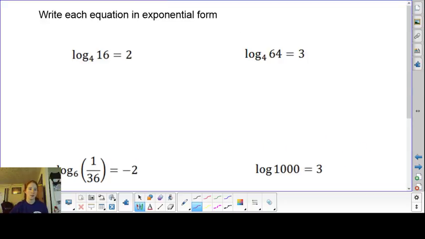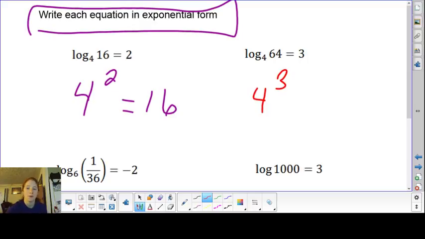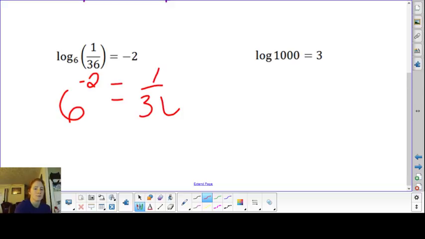So what we're going to do in this next one is just write it in exponential form. So we're not solving, we're not simplifying, we're just writing it. So the base is the smaller number, or the subscript, so in this case 4. The exponent is the equal part, so 4 squared is equal to 16, which is a logical statement. 4 to the third is equal to 64. 6 to the negative 2 is equal to 1 over 36.